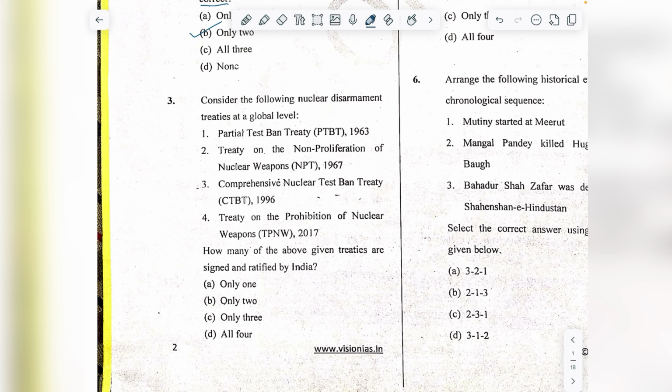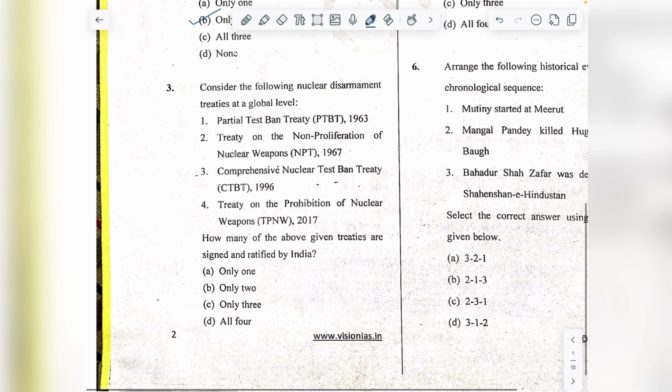Consider the following nuclear disarmament treaties at a global level. Partial Test Ban Treaty, 1963. Treaty on the Non-Proliferation of Nuclear Weapons, 1967. Comprehensive Nuclear Test Ban Treaty, 1996. Treaty on the Prohibition of Nuclear Weapons, 2017. How many of the above given treaties are signed and ratified by India?